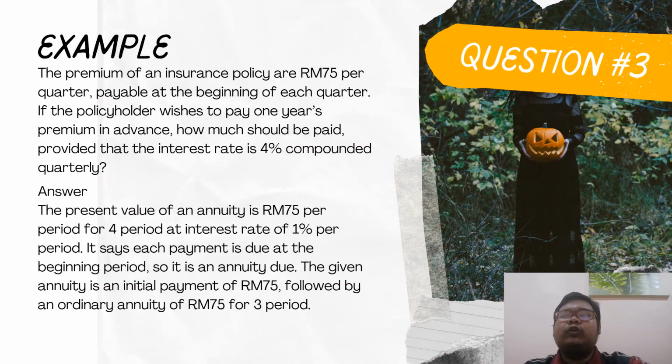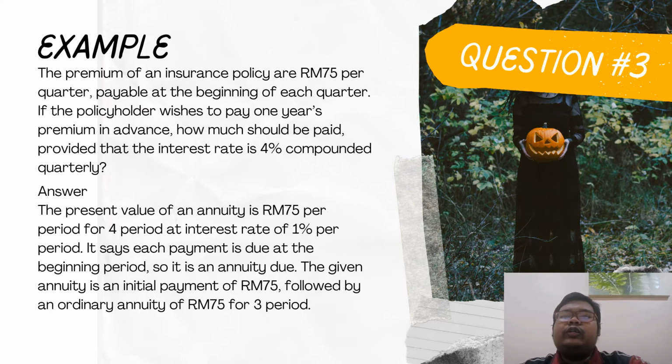Next example, question 3. The premium of an insurance policy is 75 ringgit per quarter, payable at the beginning of each quarter. If the policyholder wishes to pay 1 year's premium in advance, how much should be paid, provided that the interest rate is 4% compounded quarterly? The answer: the present value of an annuity is 75 ringgit per period for 4 periods at an interest rate of 1% per period. It says each payment is due at the beginning of the period, so it is an annuity due.